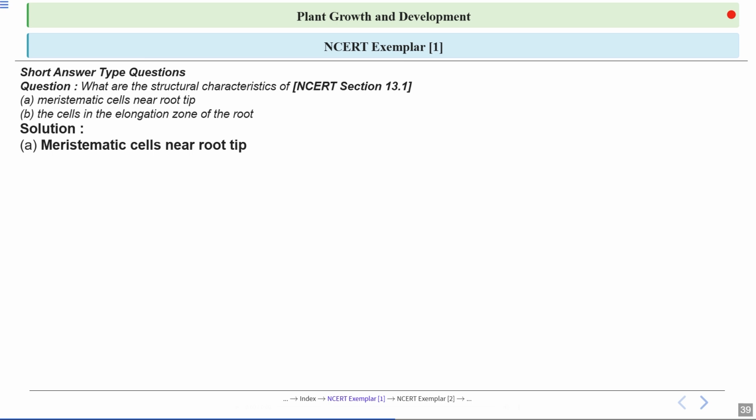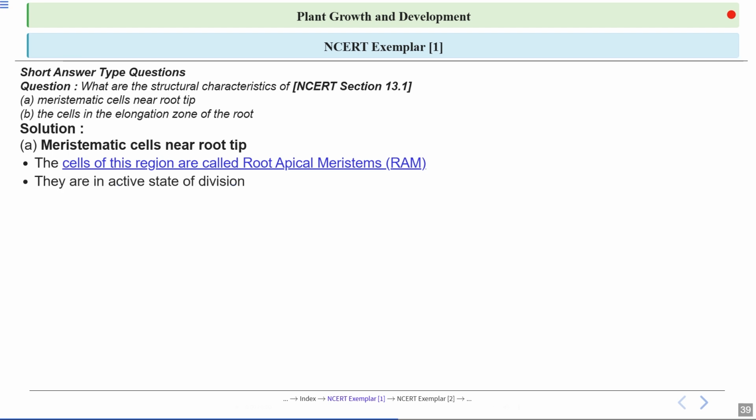A. Meristematic cells near the root tip. These meristematic cells are present very near to the root tip. The cells of this region are called the root apical meristem, right? They are in a very active state of division. They are continuously dividing, so their number increases continuously.